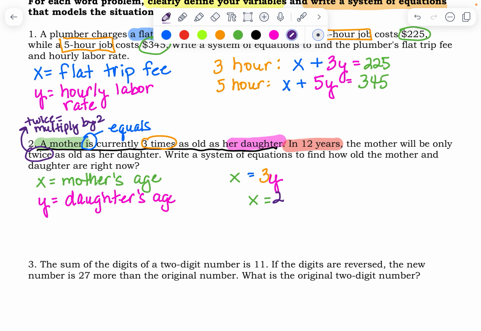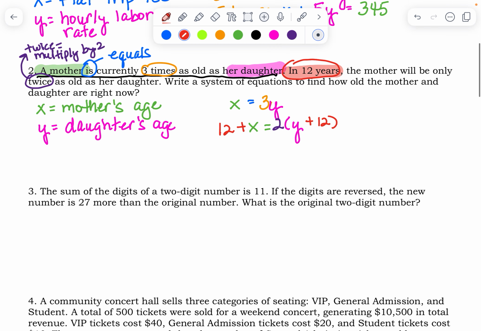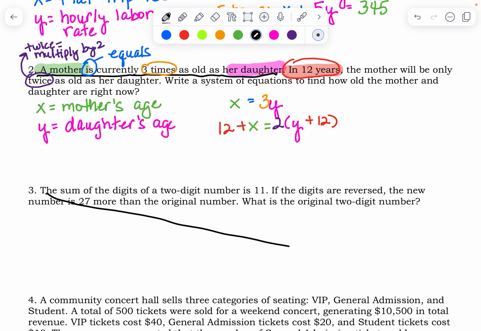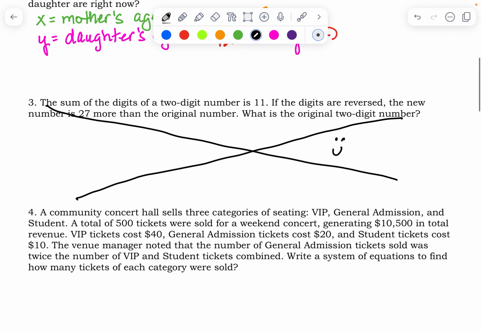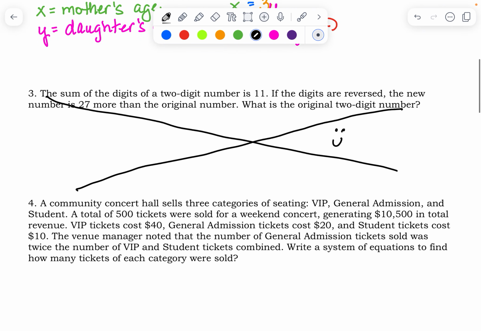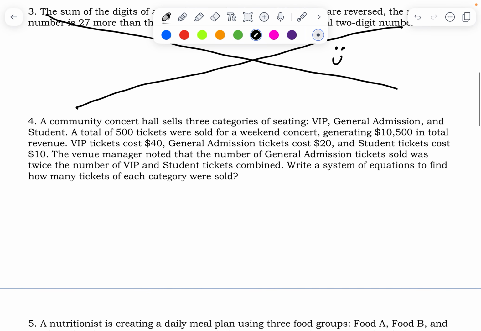So her daughter's age. Now, what's weird about this problem is we have to address the 12 years that I had at the very beginning. So in 12 years, we have to add the 12 to the daughter, and we have to add the 12 to the mother. And that's how you get that equation. Now, I'm just going to go ahead and mark this one off. This one's way too hard. You're not going to have anything like that on your quiz, so I just am marking that one off because that one is honestly kind of confusing the way it's written. So let's do this one.